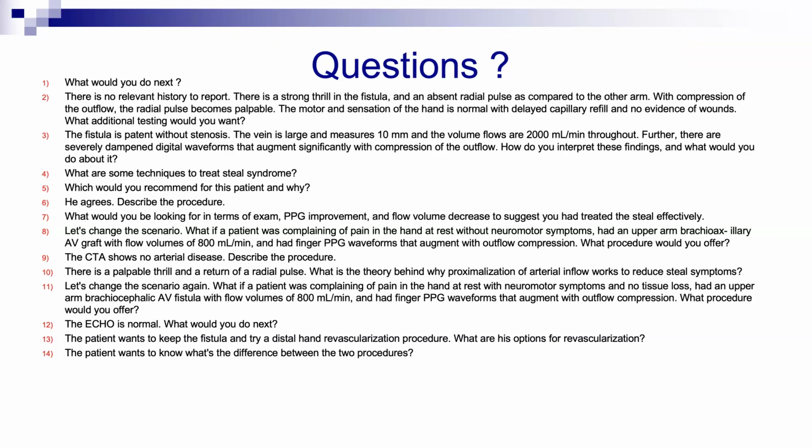Usually we do a vein bypass from the proximal brachial to the ulnar artery, with ligation of the distal brachial artery. With ligation of what?